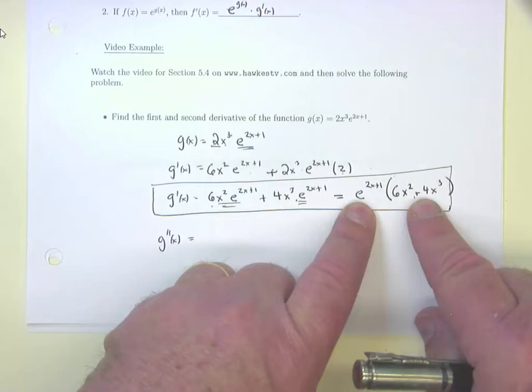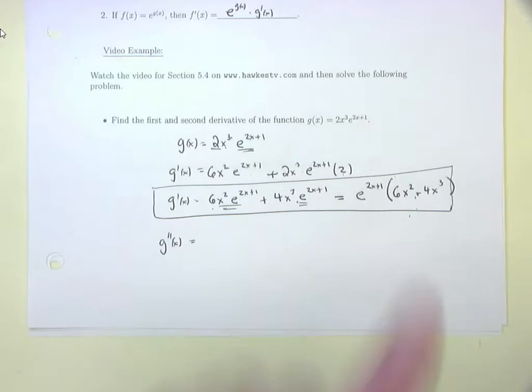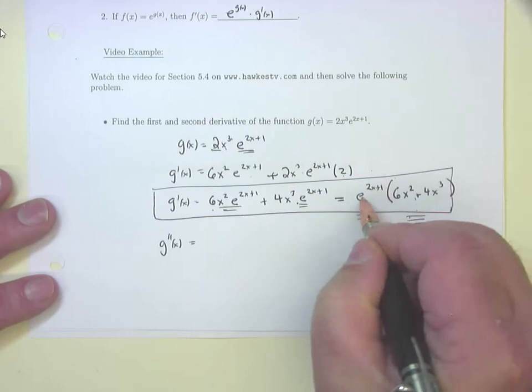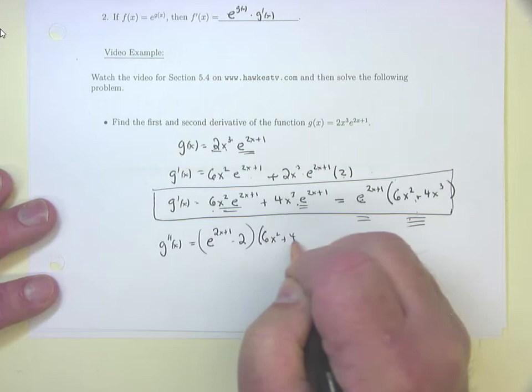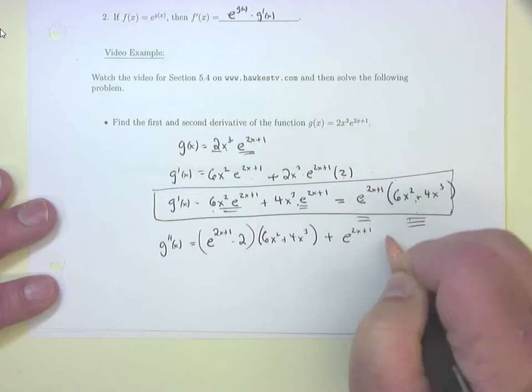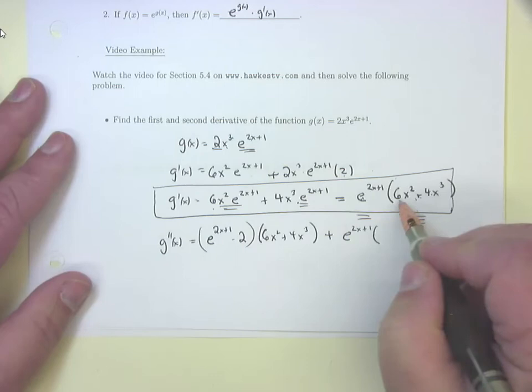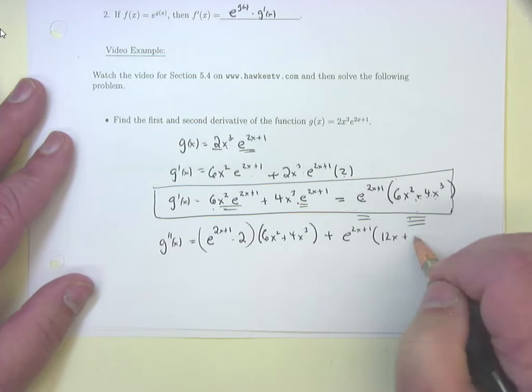So I can use the derivative of this guy. Product rule: the derivative of the first times the second plus the first times the second. Here's my first guy. Here's my second guy. So the derivative of the first: the derivative of e to a function is e to the function, e to the 2x plus 1, times the derivative of the exponent, which is 2. That's the derivative of the first, times the second, 6x squared plus 4x cubed, plus the first, e to the 2x plus 1, times the derivative of the second. The derivative of 6x squared is 12x, plus the derivative of 4x cubed is 12x squared. Does that make sense? And there is my second derivative.